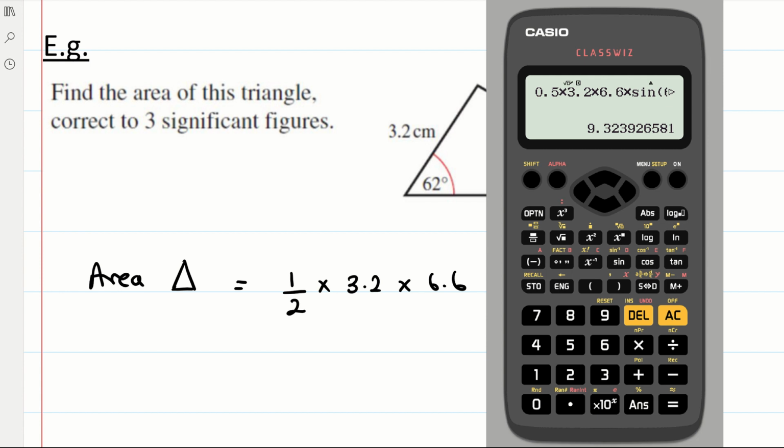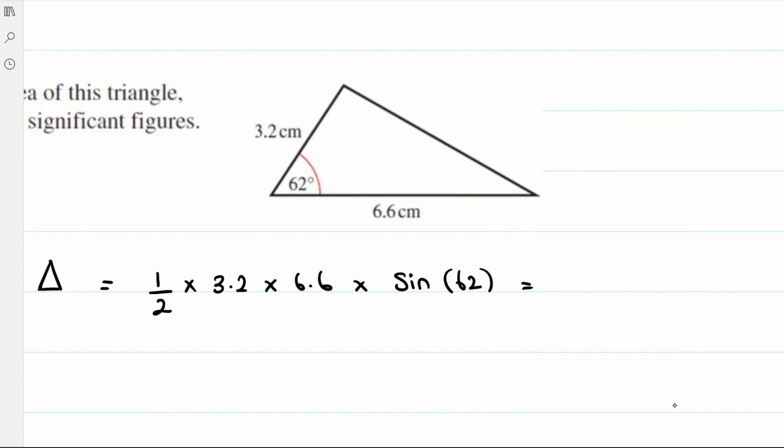So if I write it out, 9.3239, and it keeps going. Significant figures, that's the first one because it's bigger than 0, 2, 3. 3 doesn't round up. 9.32 centimeters squared.